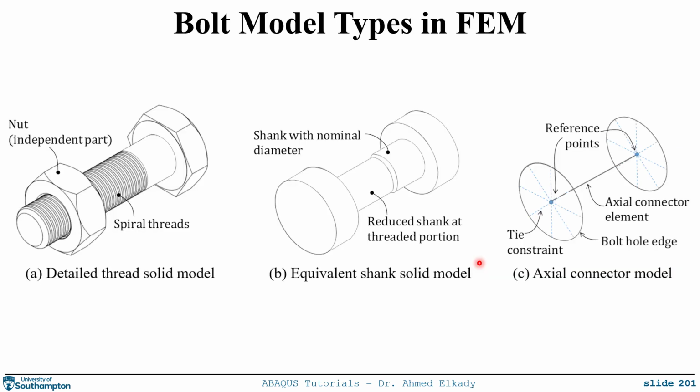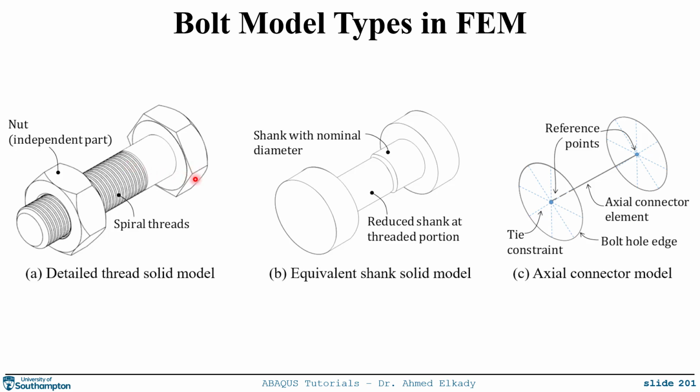Essentially, there are three main types to model a bolt in finite element models. If you go with the extreme case, the one on the left here, you model the bolt using solid elements, and you represent the bolts with two independent parts, one for the bolt itself and another one for the nut. As you notice from this kind of model, you are representing the geometry of the bolt, including the threads in all of its details.